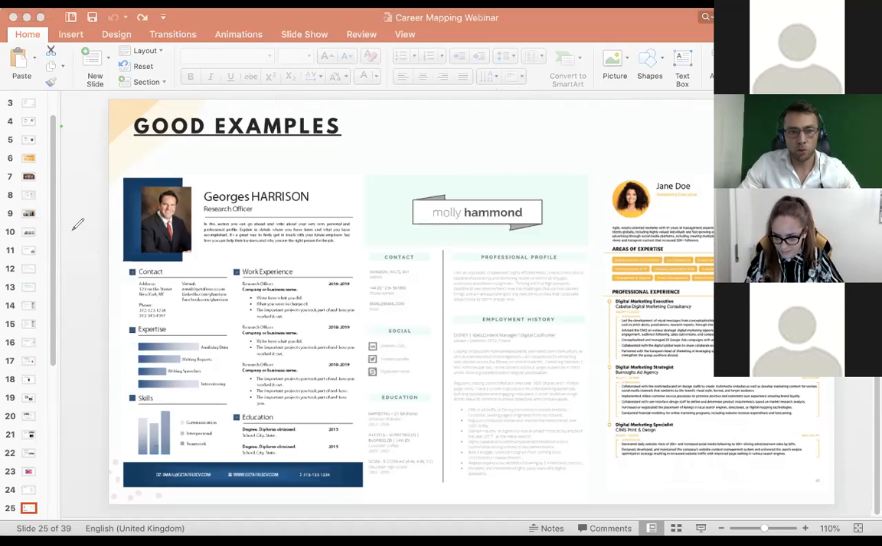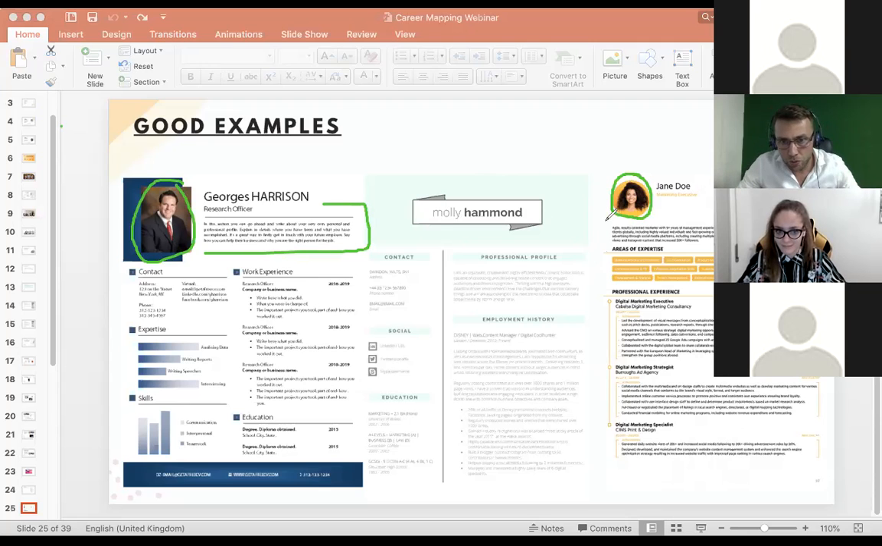So some good points. Photo. So George here in his photo, he looks quite formal. So I imagine he's got quite a formal role. Could be a banker, lawyer, for example. Whereas Jane is communicating a completely different message just with her photo. See how powerful the photo is. Okay.